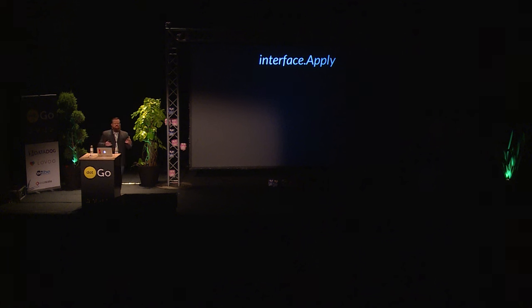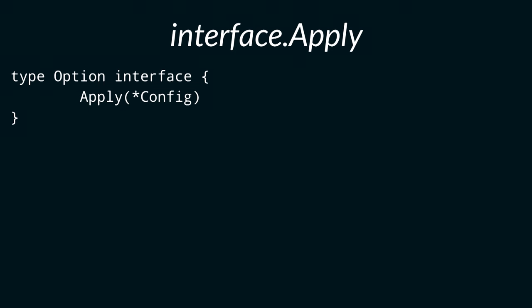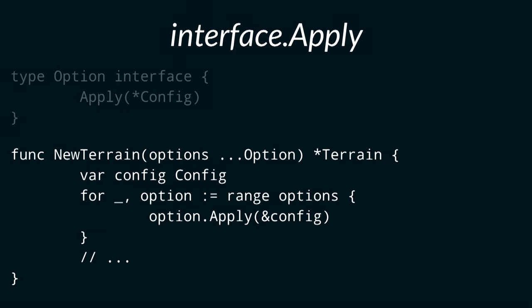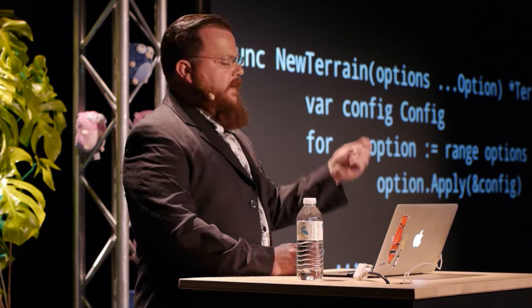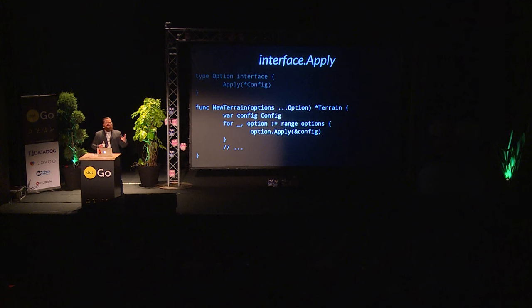So another way to think about what's going on here is if we try to rewrite the functional option pattern using an interface. So rather than using a function type, we just declare an interface, we'll call it option, and give it a single method, apply, which takes a pointer to config. Whenever we need to call new terrain, we pass in one or more values that implement our options interface. And inside new terrain, just as before, we iterate over each of those values and call the apply method on each of them. All right, so this doesn't look too different to what we saw in the previous example. Rather than ranging over a slice of functions, we range over a slice of interface values and call a method on them.